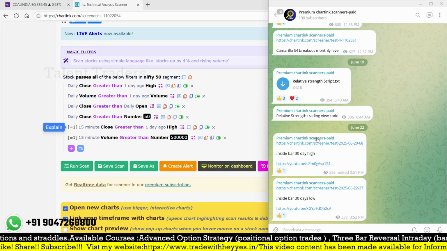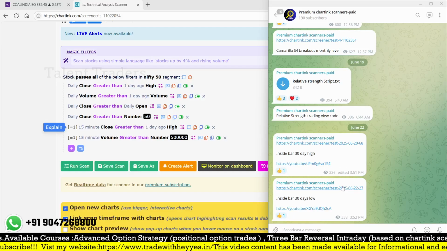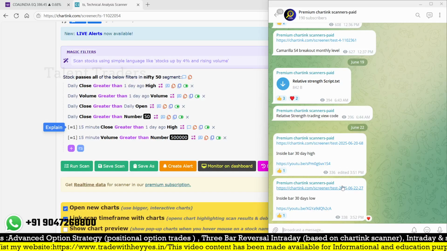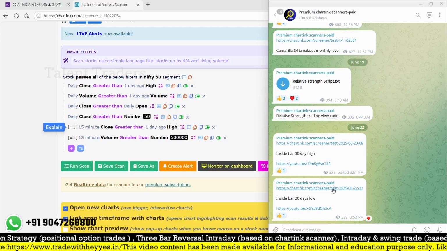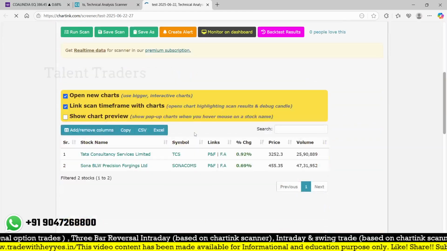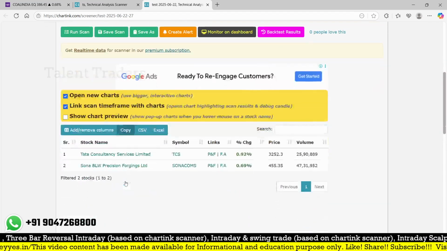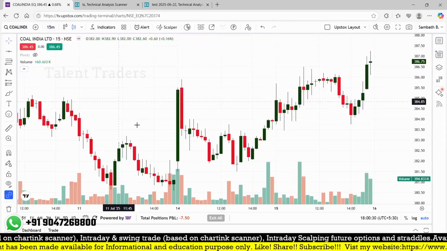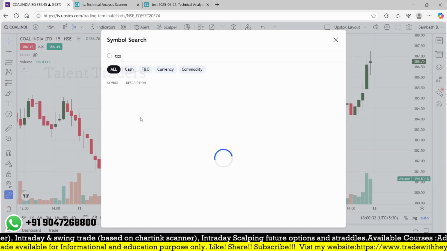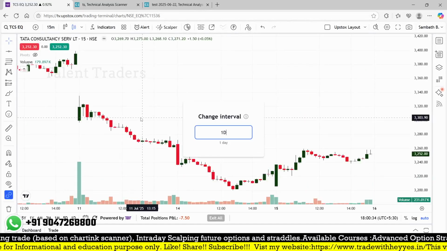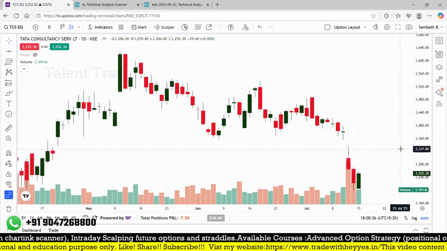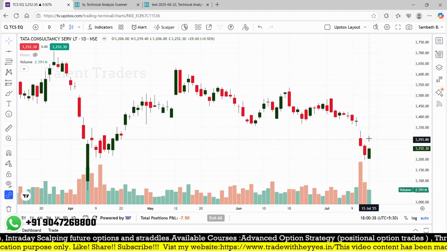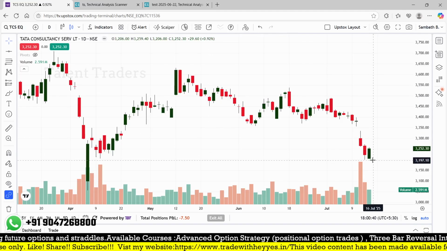Something we recently updated is the inside bar happening at 30 candles high and 30 bars low. If you click this, it will run the scan and show you the stocks which meet that condition. For example, TCS has an inside bar at a 30-day low on the daily time frame. It's an exact inside bar after the downtrend. Maybe here we can look for a trend reversal.